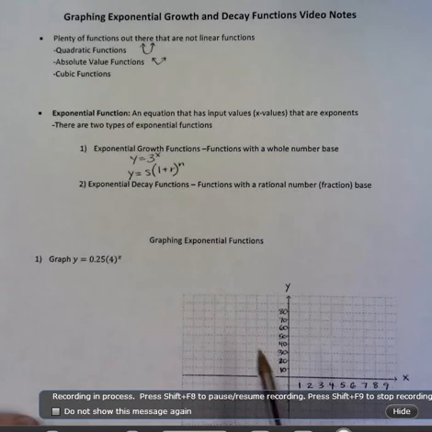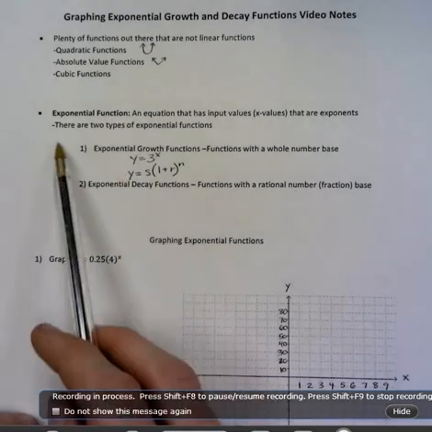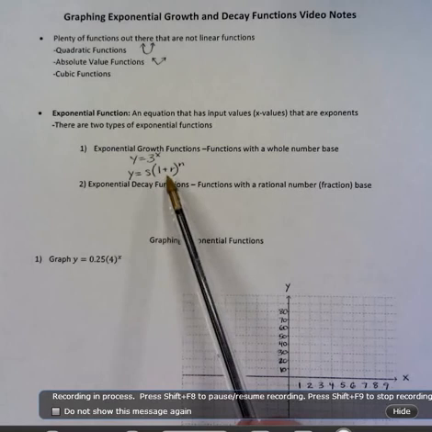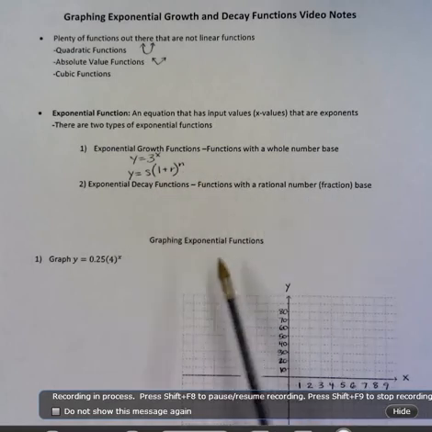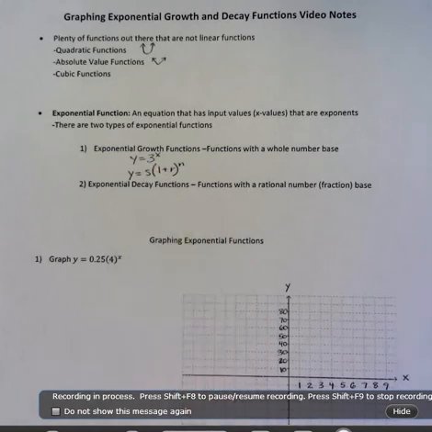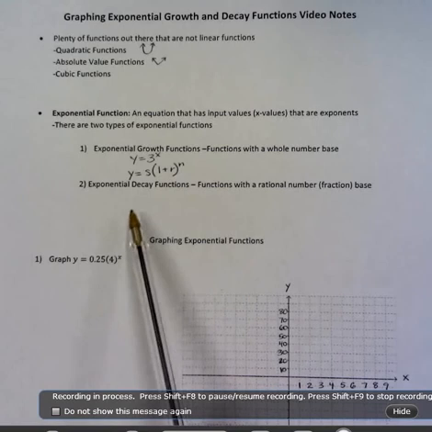And I'm sorry, I skipped one thing here. There are two types of exponential functions. The first type, the type that I've already shown here, we call exponential growth functions. You'll see in a second why it's called growth. These are functions that have a whole number base. For instance, right there, we've got our 3 as our base. Right here, once you determine what r is, you're going to have a number that is larger than 1. I'll show you what those look like in a second.